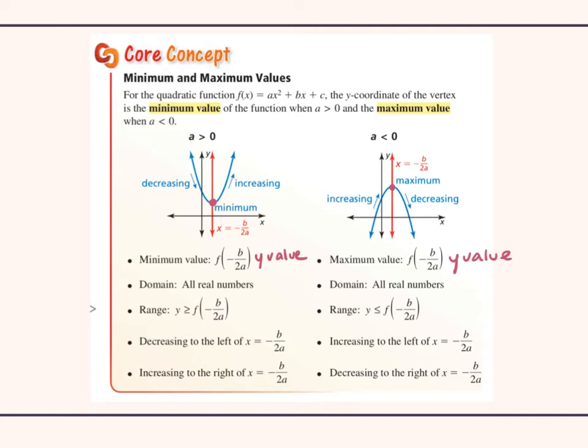Domain is any number that our graph touches for the x values. So for domain, we would go from left to right. For parabolas, our domains are always going to be all real numbers. So anytime we have a parabola, our domain is all real numbers. So our graph goes from negative infinity to infinity for the x values, so we would just say all real numbers.